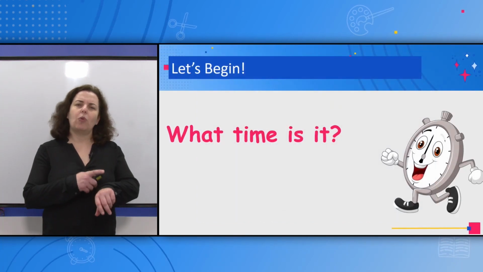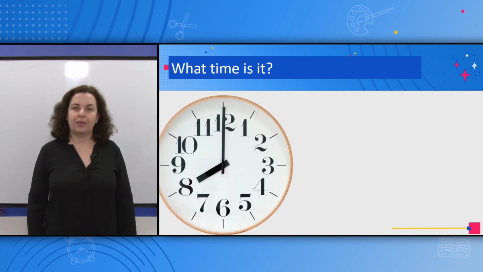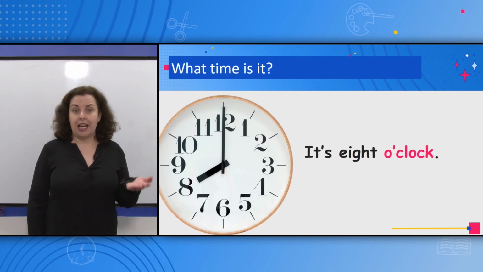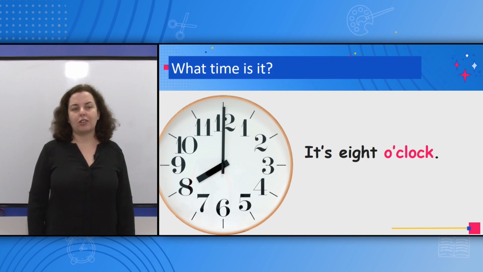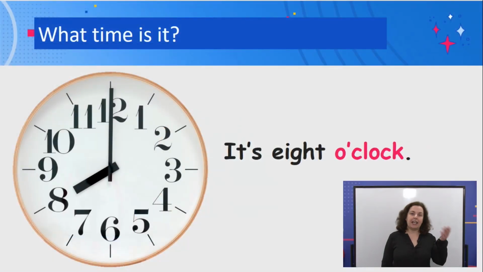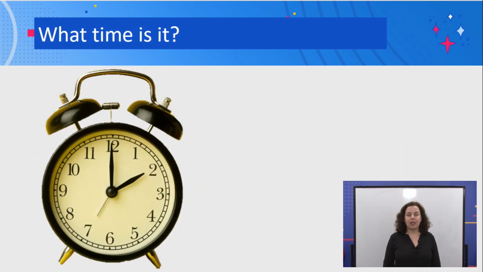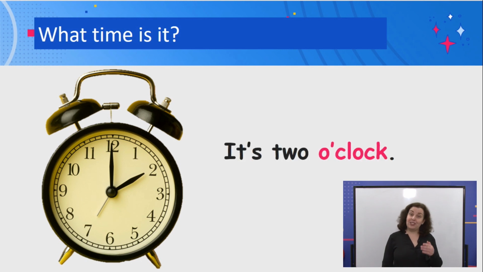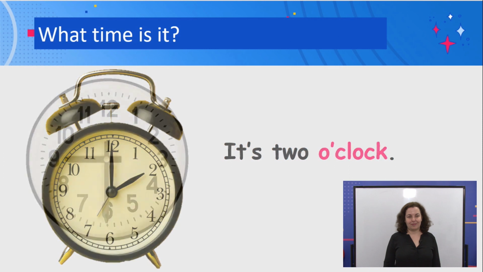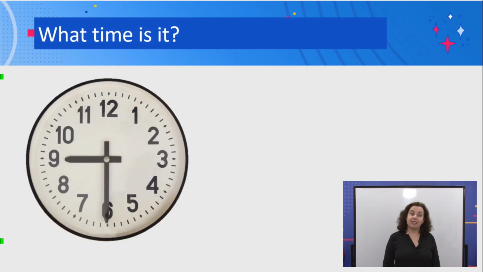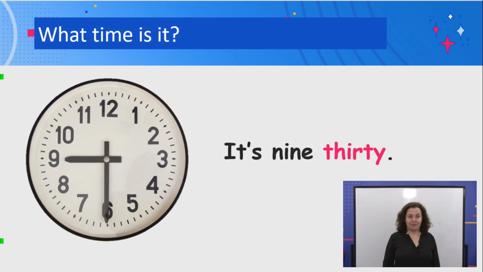What time is it? What time is it now? Here it is 8 o'clock. What time is it here on this clock? You're right. It's 2 o'clock. What time is it here? It's 9:30. See the small handle of the clock is on the 9 and the longer one is on 30, on 6. It's 9:30.